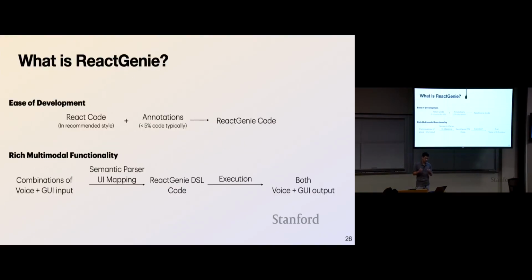React Genie tries to solve two problems. One is ease of development. I want to make development very, very easy by heavily relying on annotations on top of existing React code. And the second part is I want to have very rich multimodal functionality. I want the user to be able to say a very complex command. They can do a combination of voice plus GUI actions, and we want to show them the result accordingly.